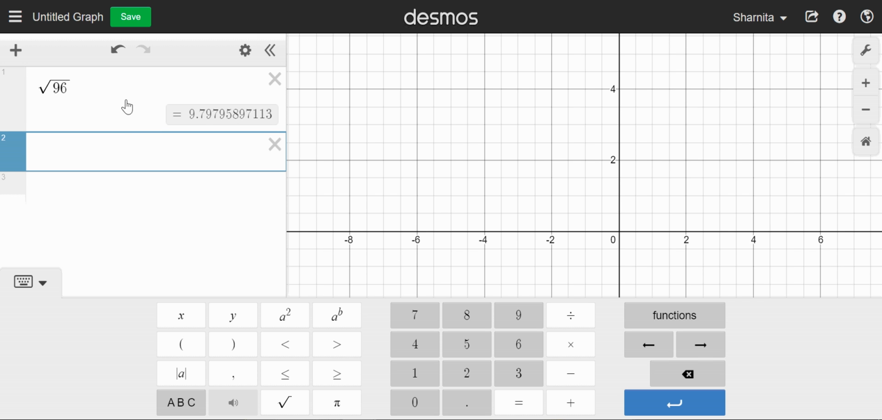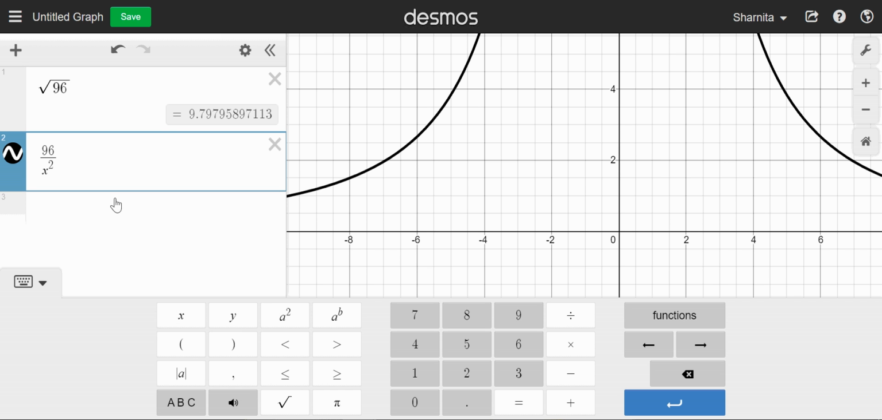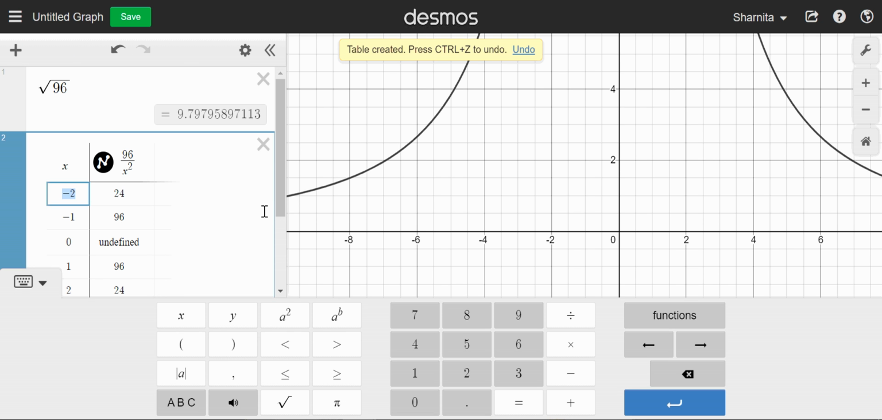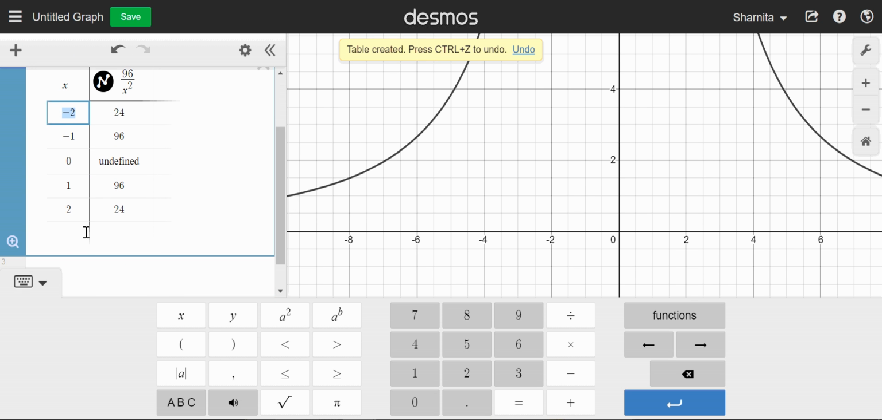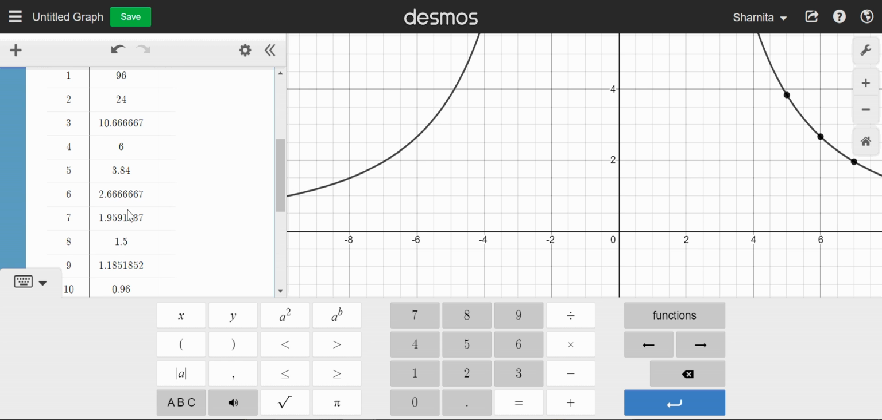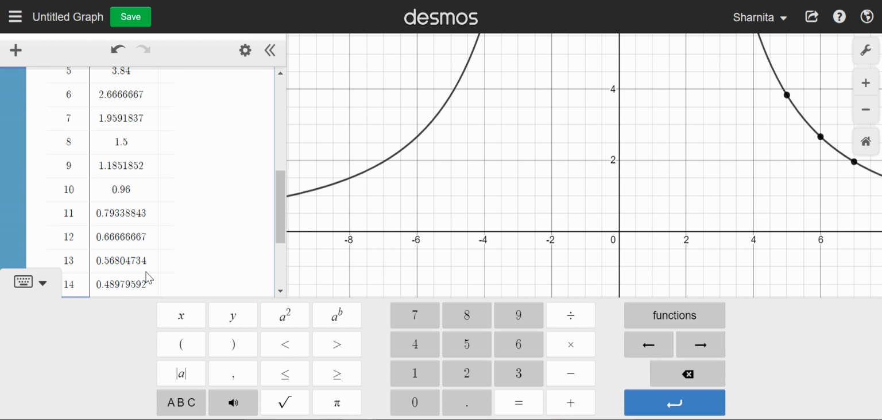So we're going to go here, we're going to type 96 divided by x squared. Okay, I'm going to go to our tool here. We're going to hit table, and we're going to go ahead and just punch in 3, just punch in a few. Okay, and then we're going to look in our y column: 24, 96, 96, 24, 6. 6 seems to be our last whole number here that we get before you see all the numbers after decimals, no more whole numbers.